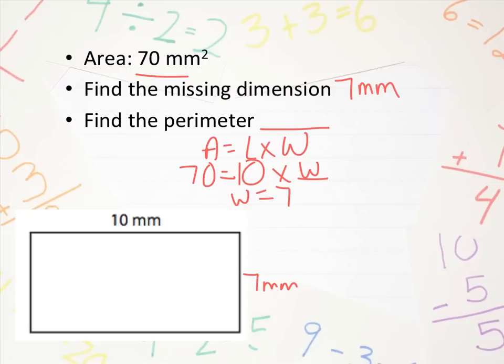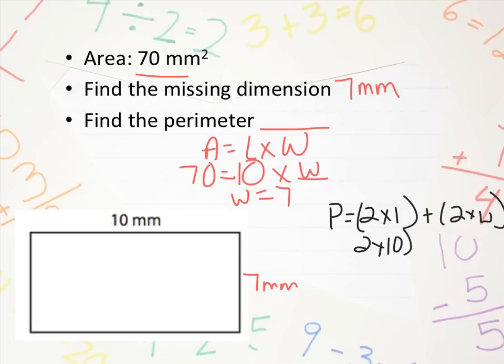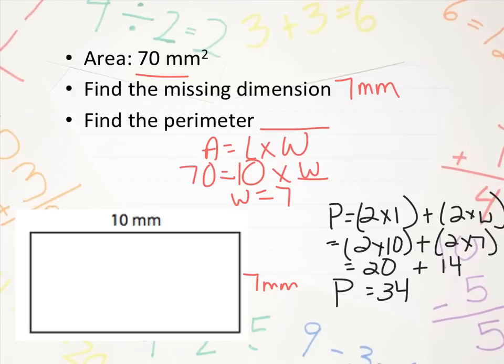It's important to label them as millimeters because it's a measurement and I need my unit. Now to find my perimeter, I use my perimeter formula. Perimeter equals 2 times the length plus 2 times the width. 2 times 10 plus 2 times 7. 2 times 10 is 20 plus 2 times 7 is 14. 20 plus 14 is 34. So my perimeter is 34 millimeters.